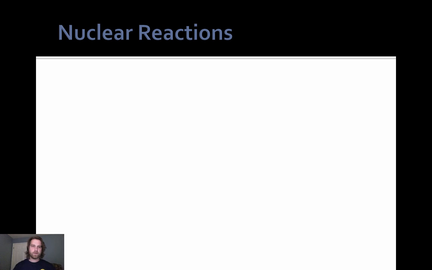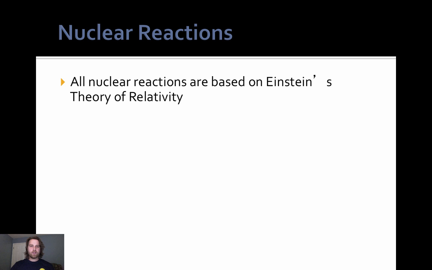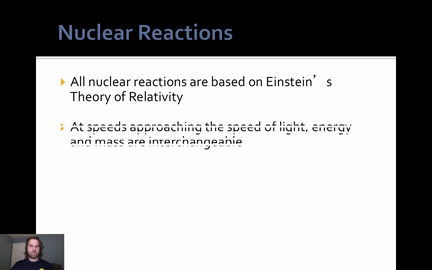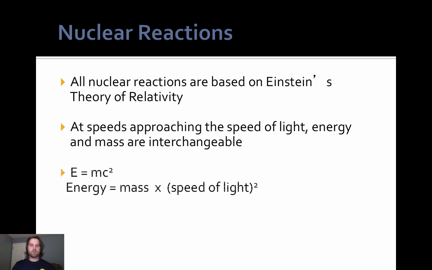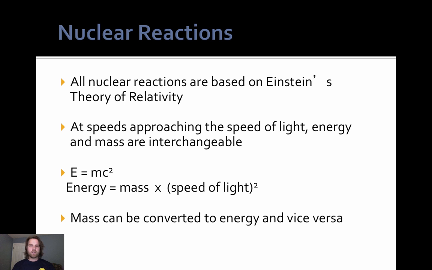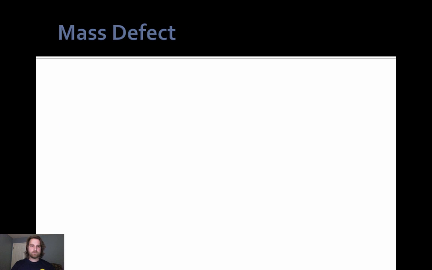So, we're going to start off by talking about nuclear reactions, and they're all based on Einstein's theory of relativity. His famous theory talks about how at speeds approaching the speed of light, energy and mass become interchangeable. And we've all seen this equation before in one way or another, E equals mc squared. That is, energy equals mass times the square of the speed of light. And so what this means is that mass can be converted to energy and vice versa.